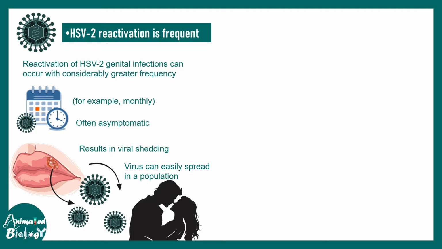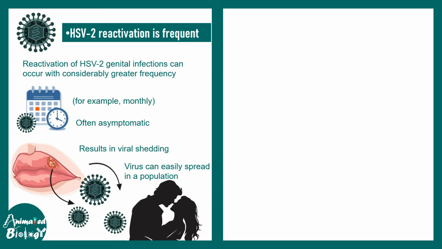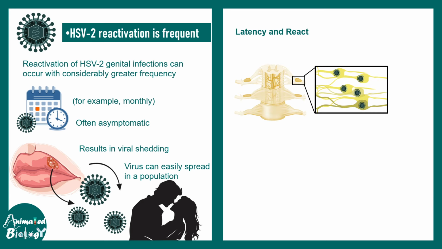Imagine a reactivation scenario, and at that point of time an individual is having sex or having some sort of close contact with a partner. That might lead to viral transmission. So that is why HSV can literally propagate through a population silently.